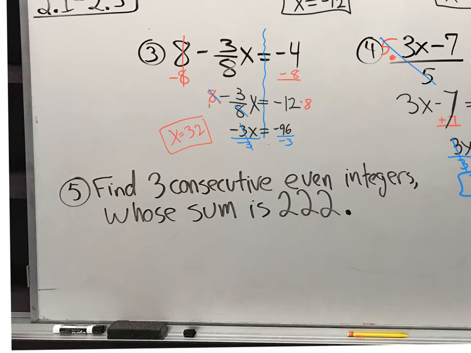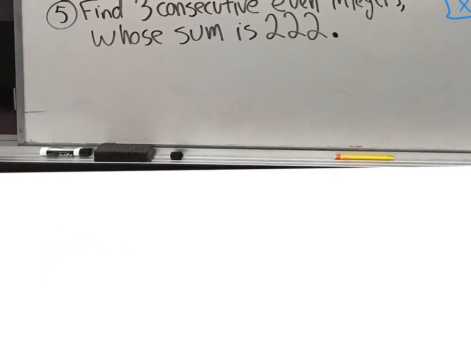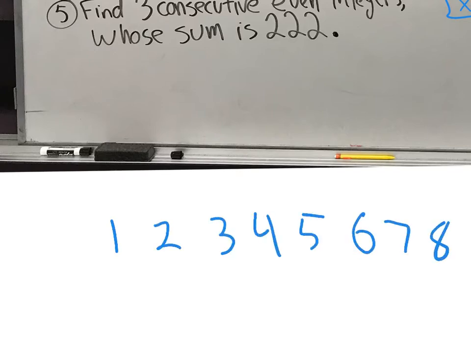So before we even jump into creating that equation, let's talk about what a consecutive even integer is. Let's just make a list of numbers here: 1, 2, 3, 4, 5, 6, 7, 8. Let's say that this guy is my first even number, but let's pretend that we don't know that it's 2. So you could say that it's just a number, just the number x, just the number n.